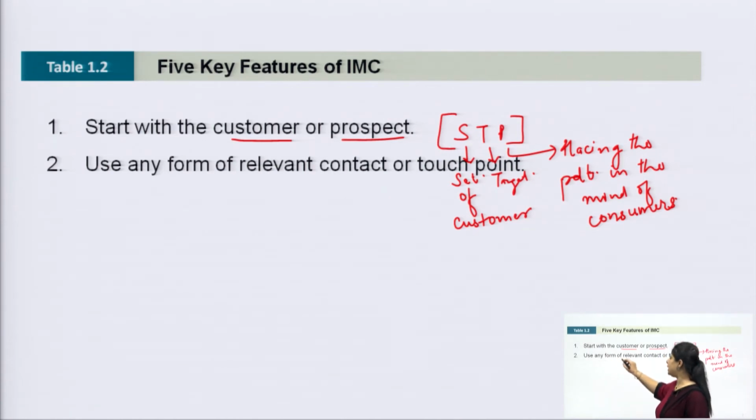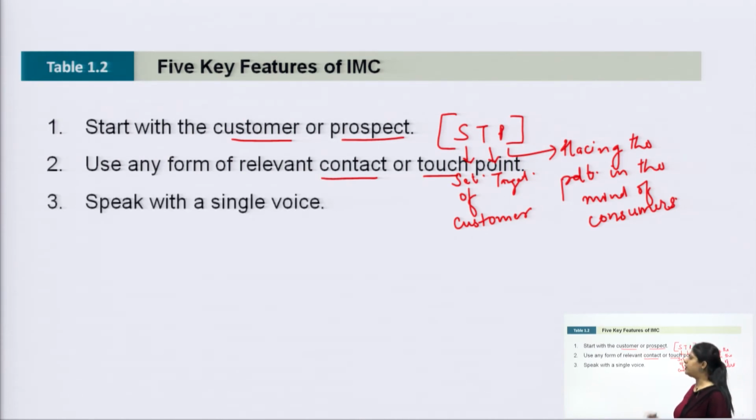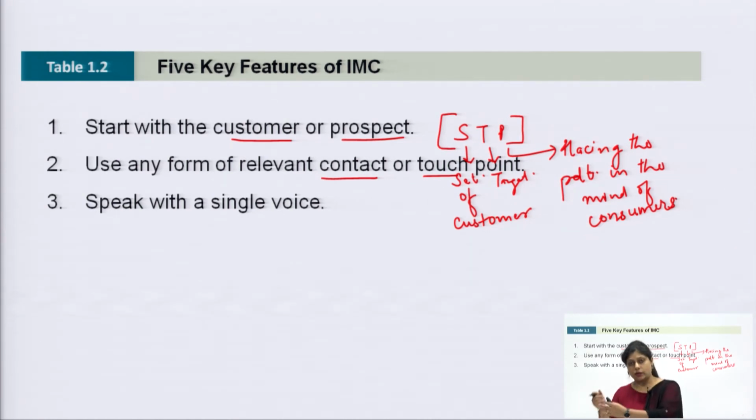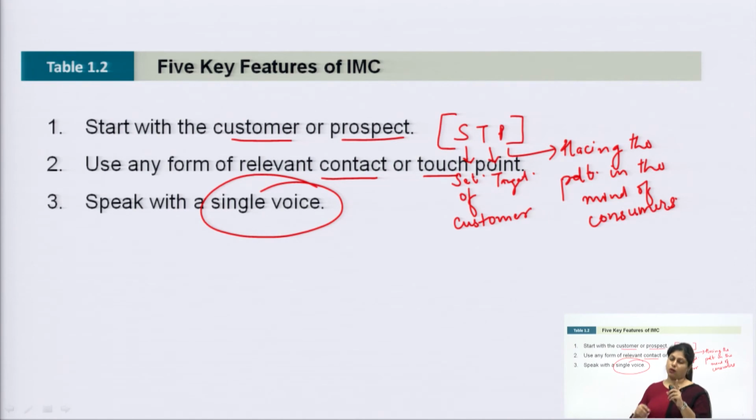Second, we use any form of relevant contact or touch point. Then we check how we can contact or approach the customer. Third, we speak with a single voice. That is very important, that we are sure that what we are saying is coordinated and integrated with all the platforms. It is not like on one platform we are conveying a different message, on a second platform we are conveying a different message. So, we have to ensure that we are going with a single voice, we are going with one message. Again, I am repeating the same point, the single voice does not mean that the creativity has to be ignored.